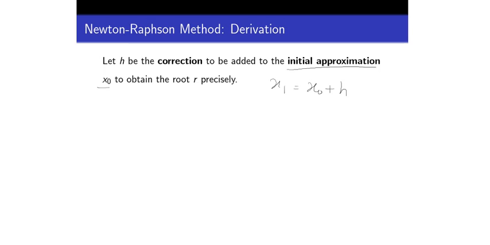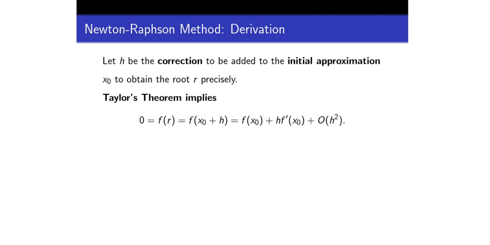Okay, right. So let's see, what does Taylor's theorem imply? Taylor's theorem implies that the new x1, where h is the correction, so that your new approximation is x1, and suppose that this is the exact root r. So f of r is 0, that is equal to f of x1.